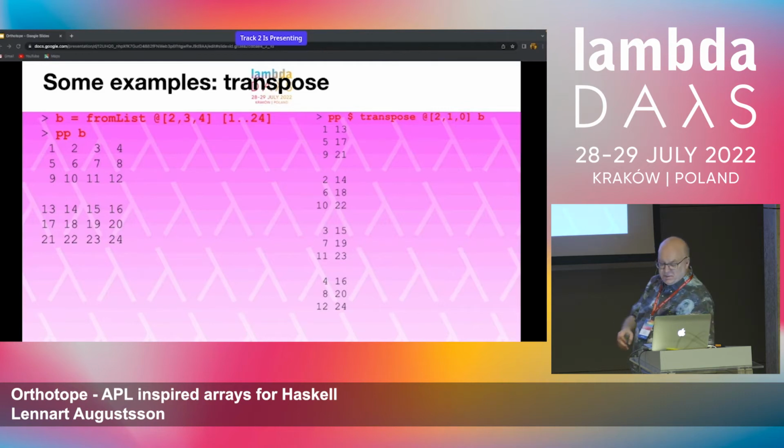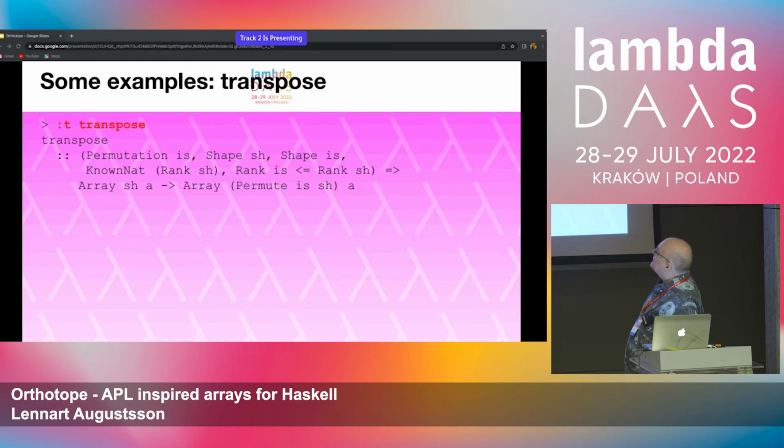This is just more transpose. Or maybe I have the type. Yes, here is the type. This is the type of transpose. Takes an array with some shape, produces a new array where it has permuted the shape by is. So is is this first argument, and this permute will fail at compile time if it's not a permutation. But it checks here that the rank, so the number of elements in is, is smaller or equal to the rank of the shape. So you can permute just some initial part of the axes if you want to.